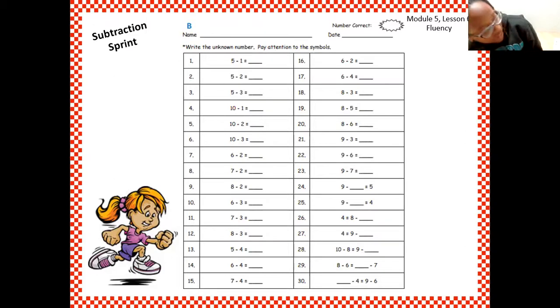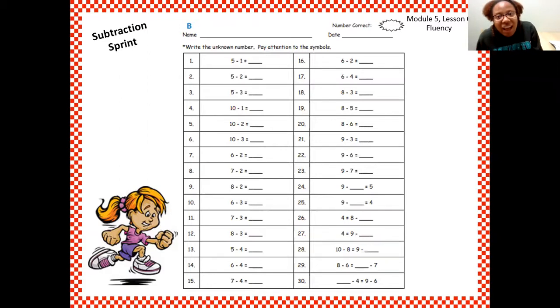Let's go ahead and go over our answers for this one, starting with number one, which is 4, 3, 2, 9, 8, 7, 4, 5, 6, 3, 4, 5, 1, 2, 3, 4, 2, 5, 3, 2, 6, 3, 2, 4, 5, 4, 5, 7, 9. Excuse me, it's 7.